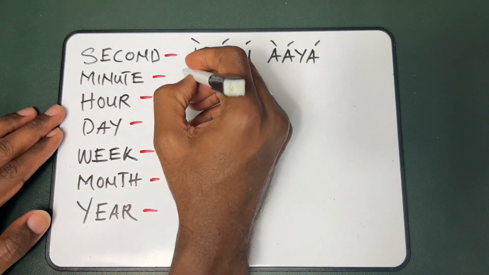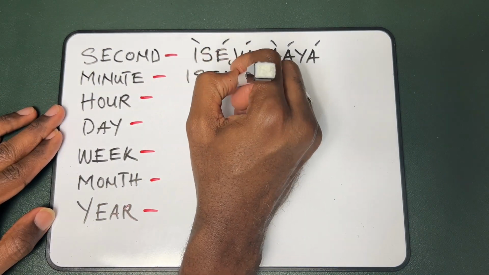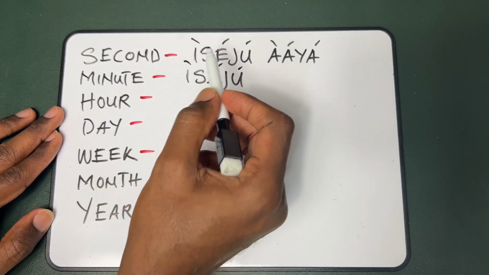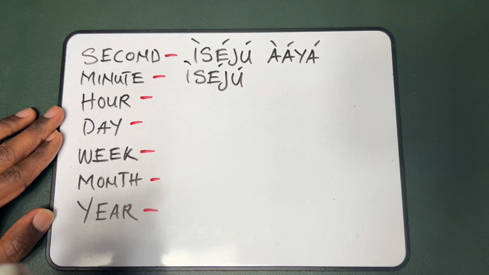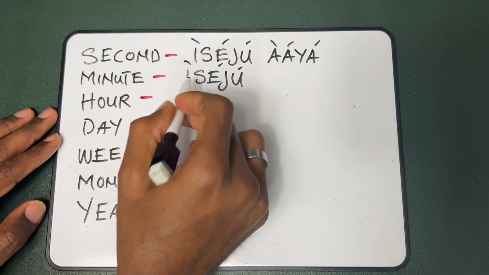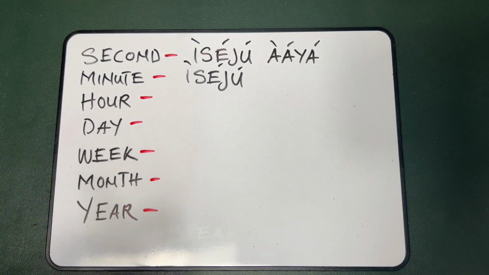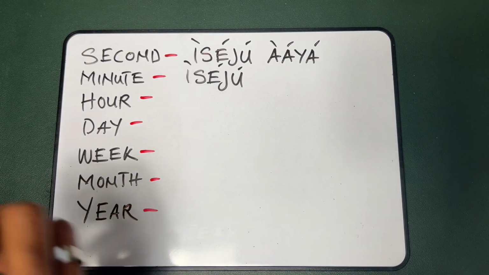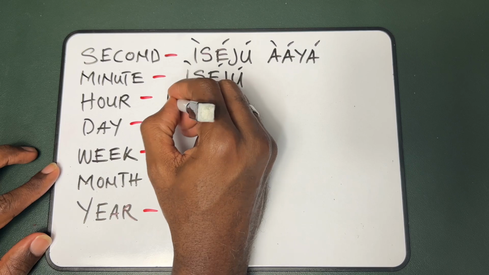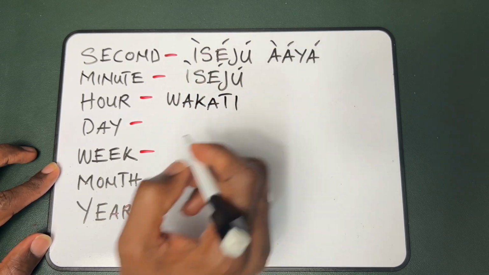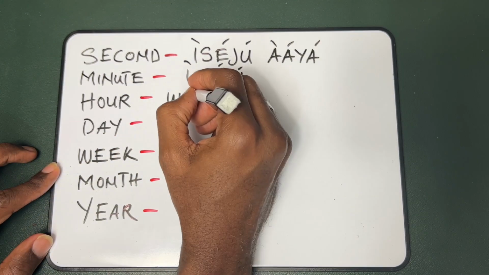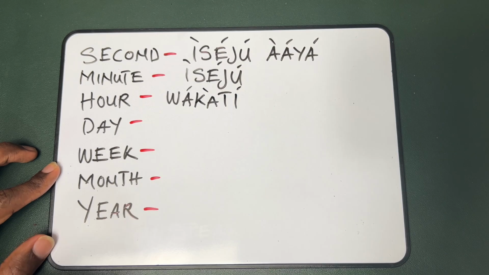Minute is ìṣẹ́jú. Ìṣẹ́jú àáyá is smaller minutes. So minute is ìṣẹ́jú, but then second is ìṣẹ́jú àáyá, which is smaller minutes. Hour, you have wákàtí.